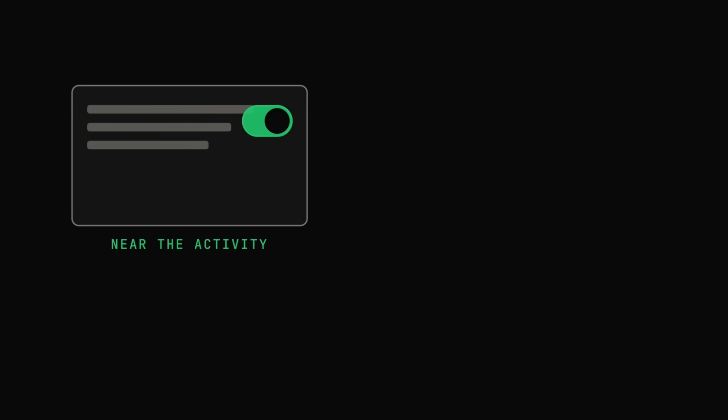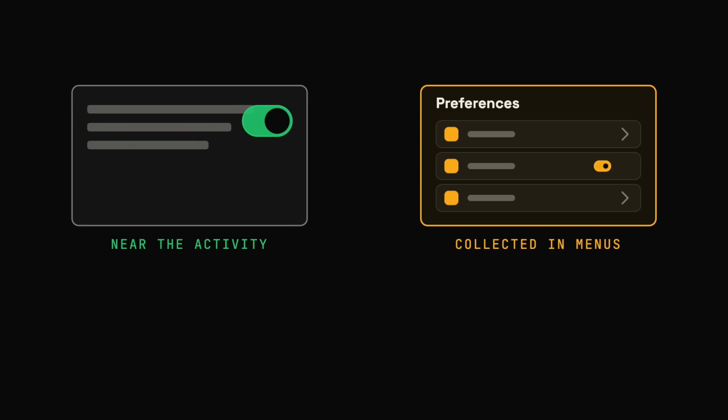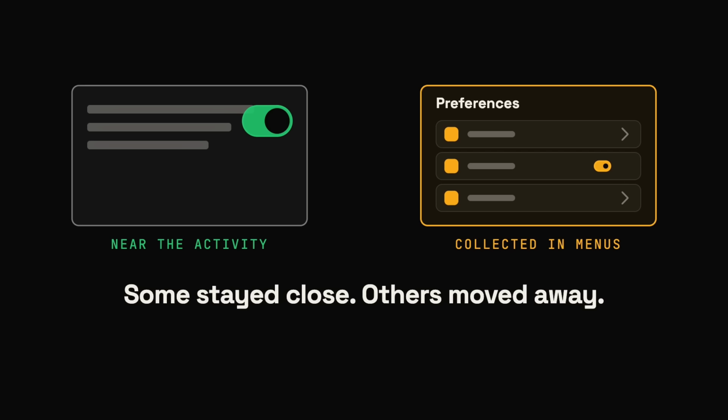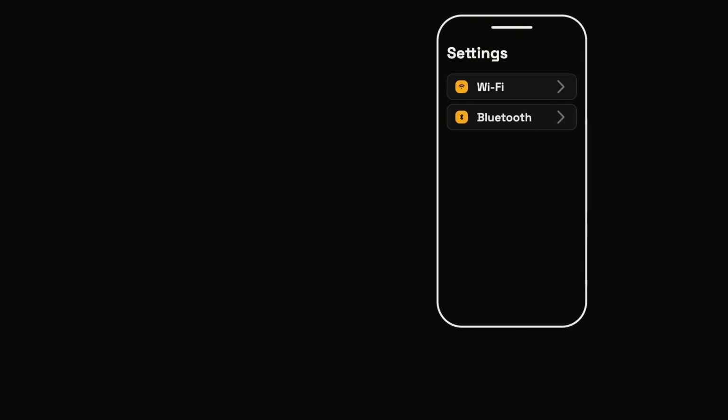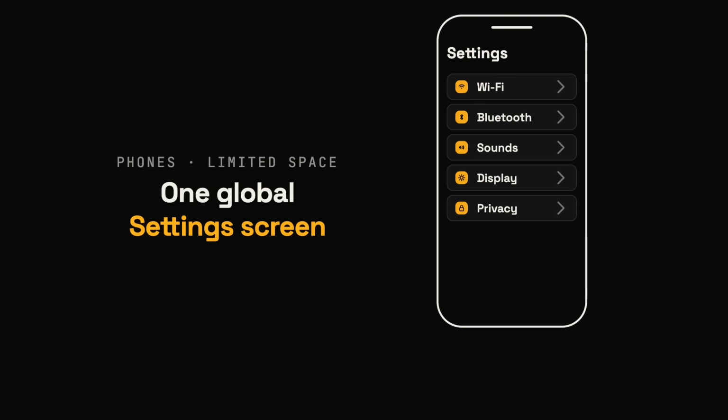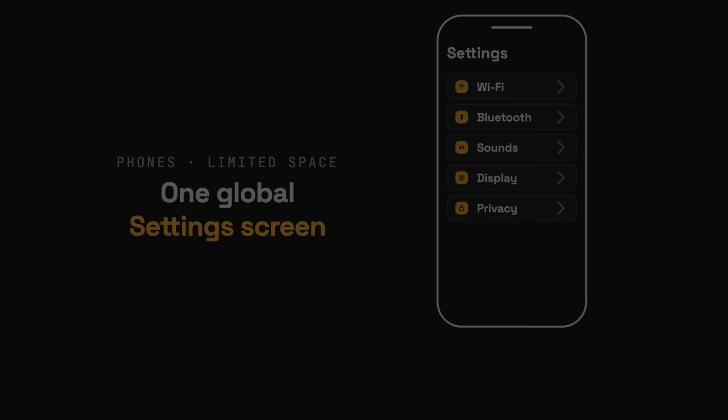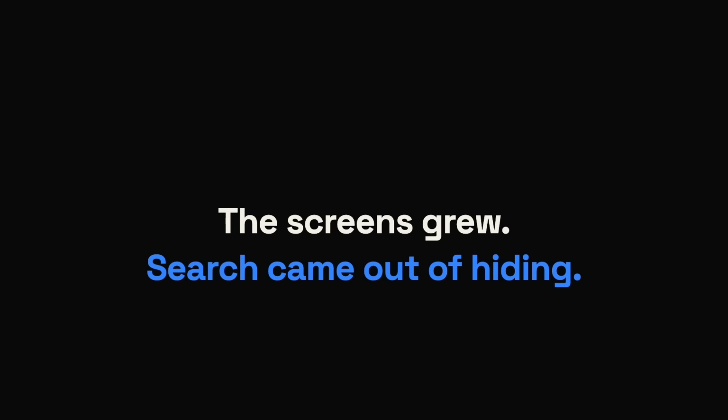Some of those controls stayed near the activity they affected. Others moved into menus, preferences. On phones specifically, where the space is very limited because of the screen size, we ended up with global settings screens. And those screens grew, and they grew from a time where the search was hidden to being very visible.